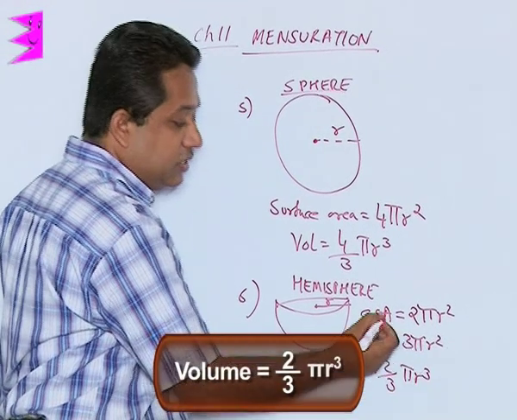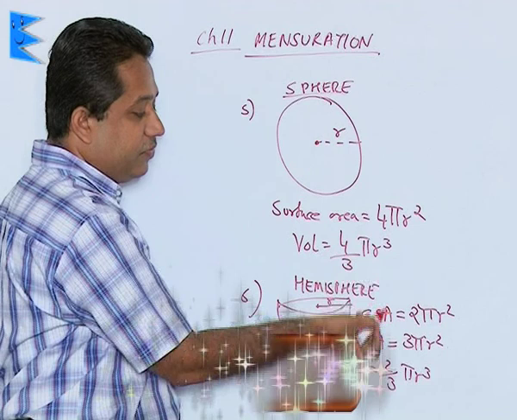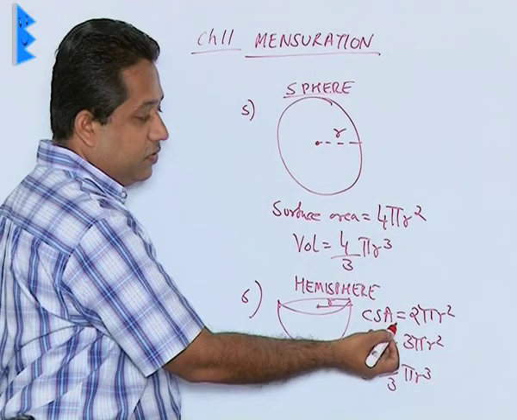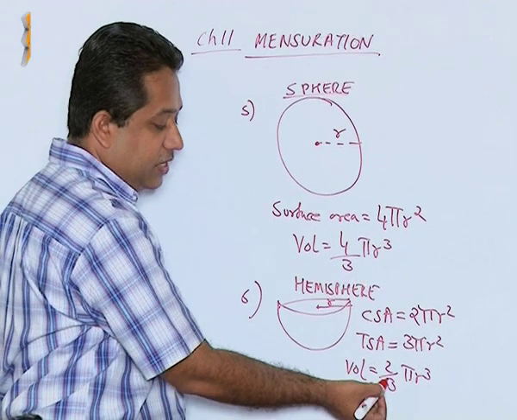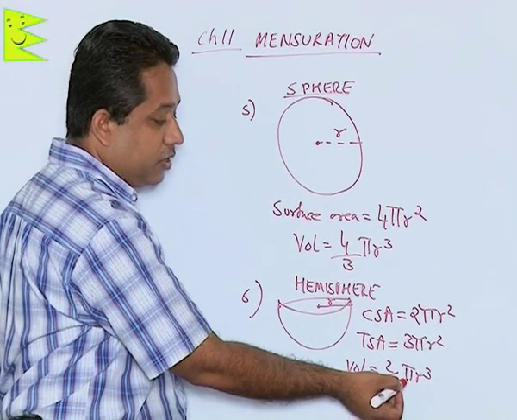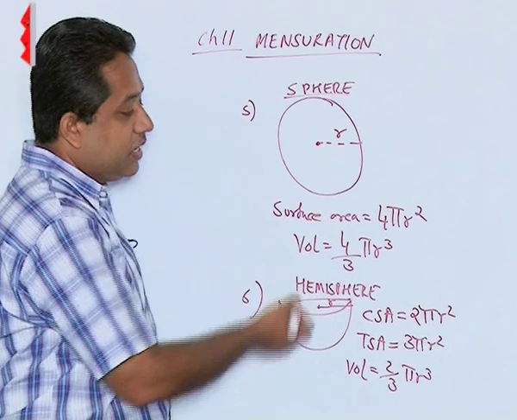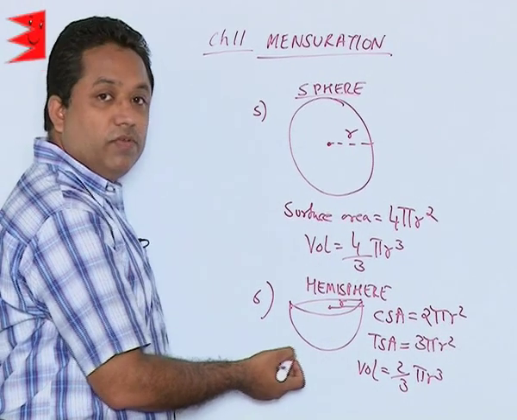Now, if you notice the CSA, this is half of the sphere, this is 4 pi r square, this is half of that, 2 pi r square. The volume was 4 by 3 pi r cube, now it is half of that, it will become 2 by 3 pi r cube. So, by using these formulas, we can calculate the area and volume of different figures.